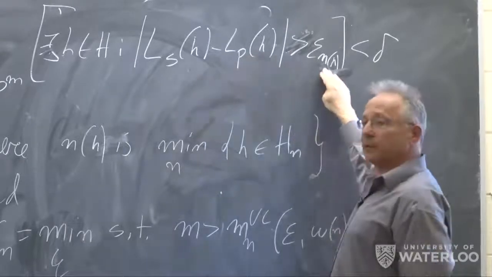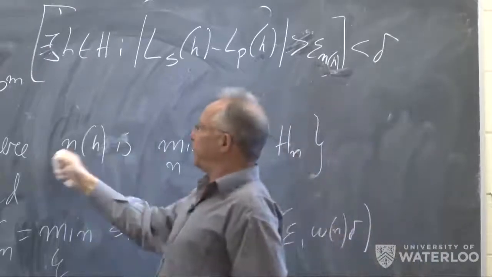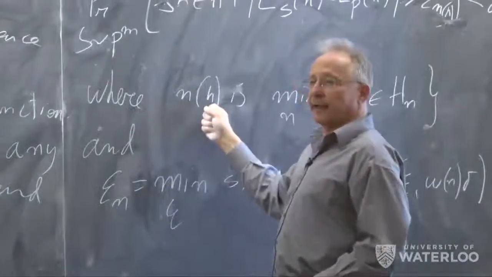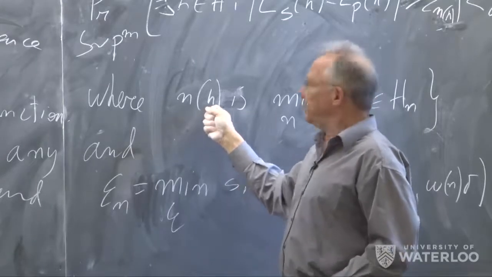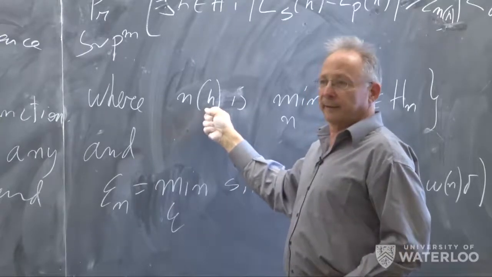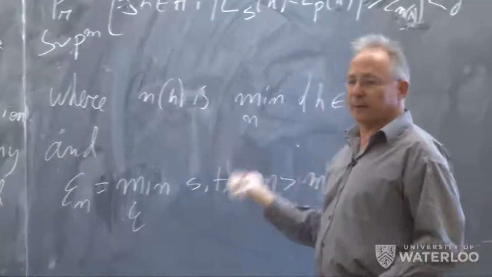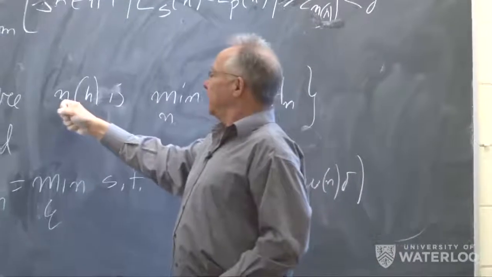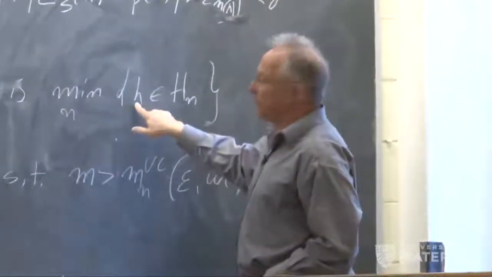So what is this epsilon allowed to depend on? First of all, I'm asking where h is coming from. The higher the level h is coming from, the more strict my requirement is going to be. So n of h is the class Hn from which h came.